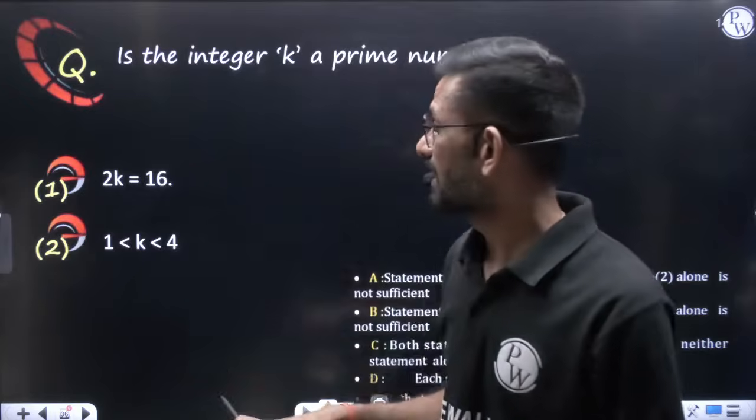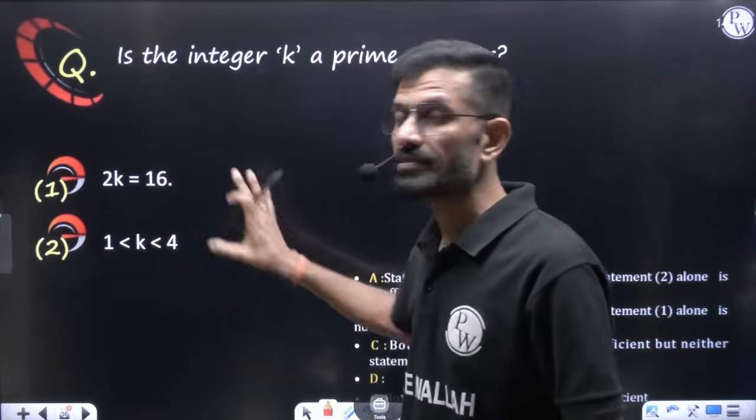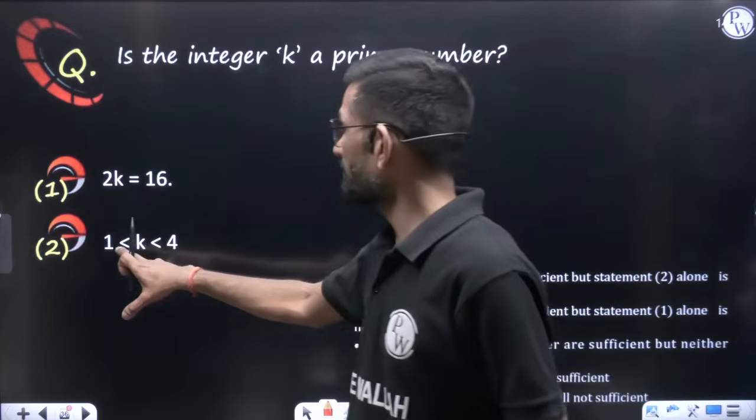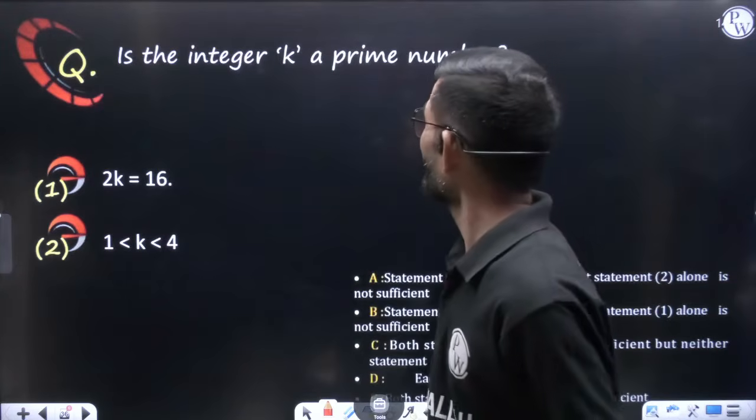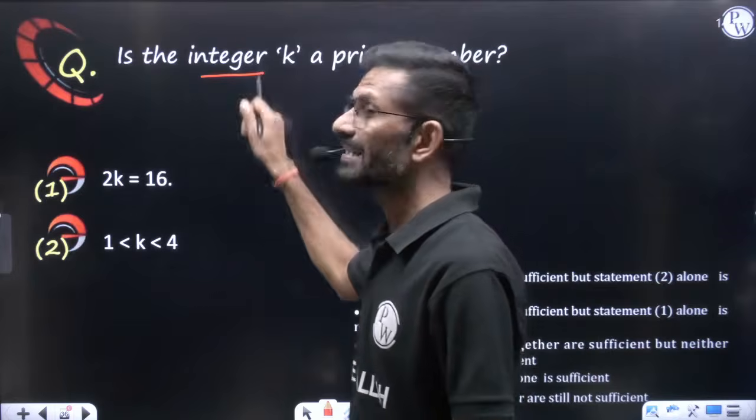Regarding k they are asking. The first statement they gave: 2k is equal to 16. The second statement: 1 is less than k is less than 4. And they are clearly giving that k is an integer.